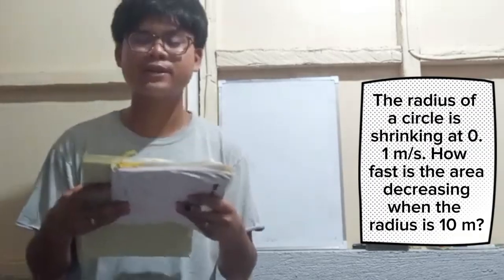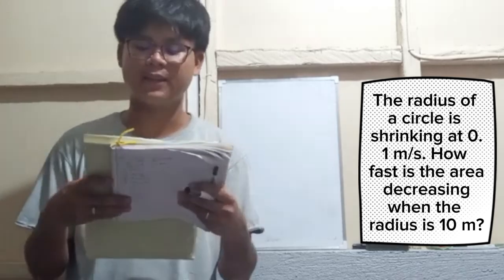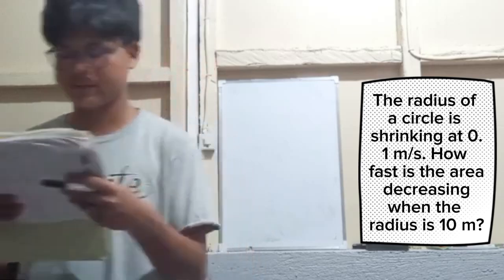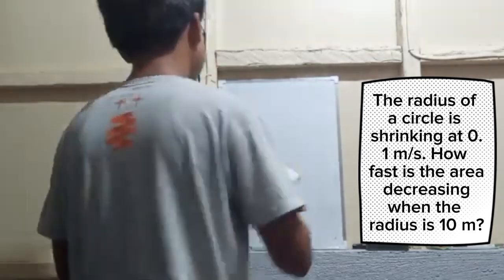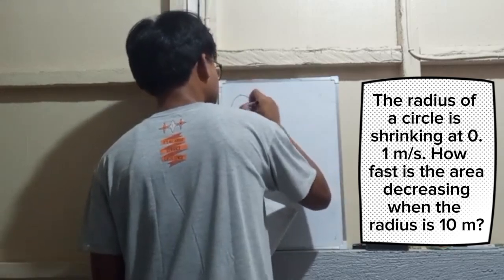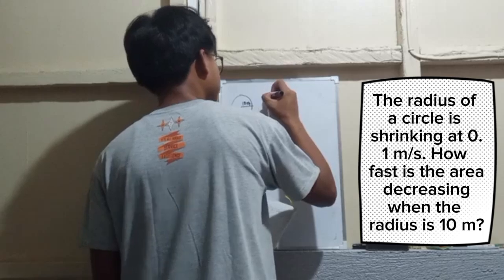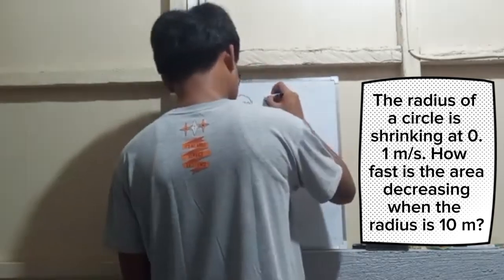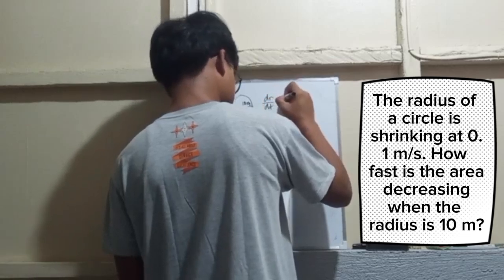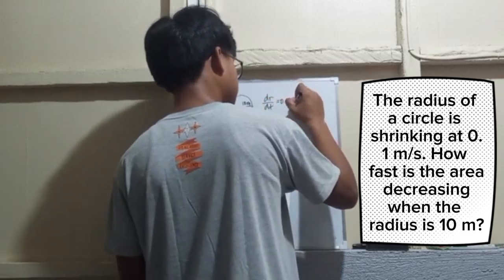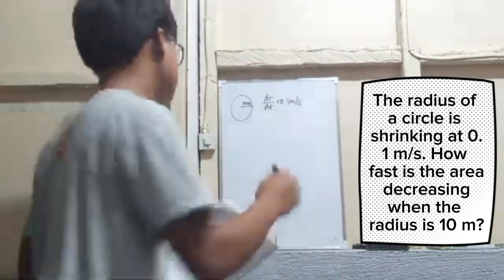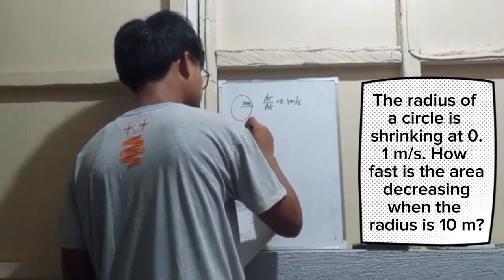The radius of a circle is shrinking at 0.1 meter per second. How fast is the area decreasing when the radius is 10 meters? So we'll draw a circle having a radius of 10 meters. Then the given rate of the radius is equal to 0.1 meter per second. So now, in getting the area of a circle, we know that the formula is pi r squared.